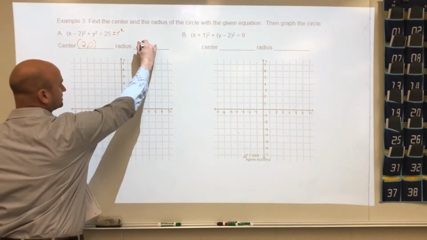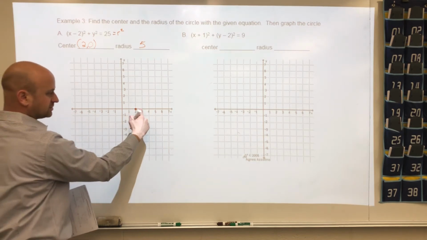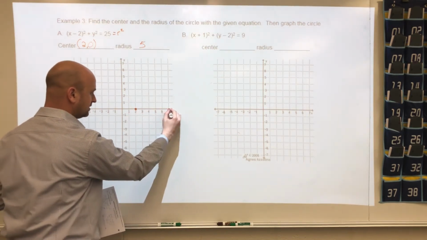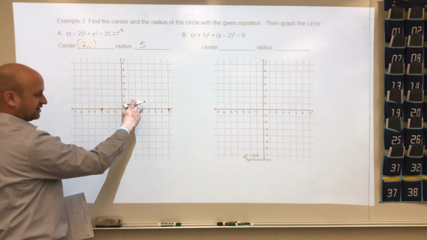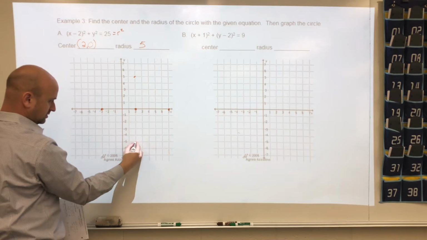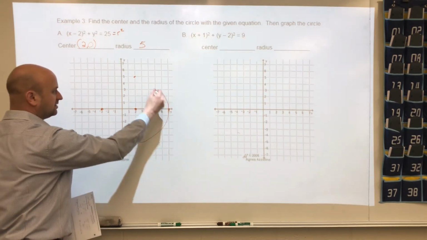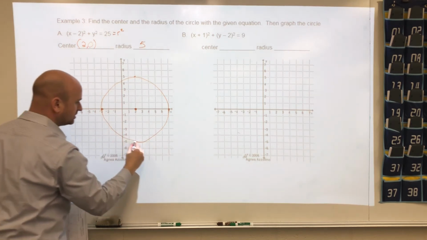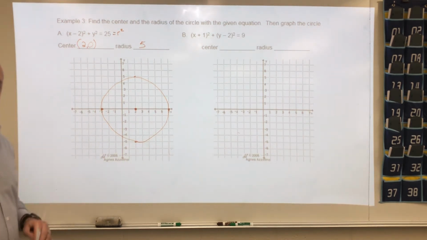So what we do in this problem is we go 5 each way, up, down, left, and right, from the center point. So 1, 2, 3, 4, 5. And now we go up and down 5. Okay, and from here now we can kind of freehand our circle. It will look something like that. And we're going to try our best to draw the best circle we can using those 4 points.